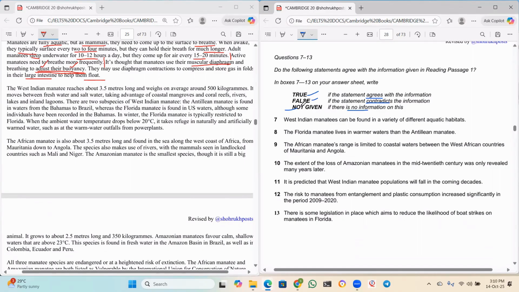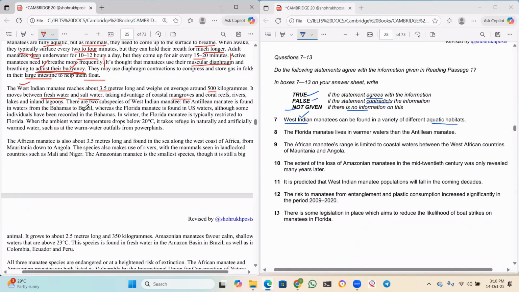Okay. Right. Now, what is the question about? The West Indian manatees can be found in a variety of different aquatic habitats. Okay, he's talking about the West Indian manatee. I think it is there in the next paragraph itself. Okay, so let us read the whole paragraph. Okay. Now, the West Indian manatee reaches about 3.5 meters long and weighs around 500 kilograms. It moves between freshwater and saltwater, taking advantage of coastal mangroves and coral reefs, rivers, lakes, and inland lagoons.